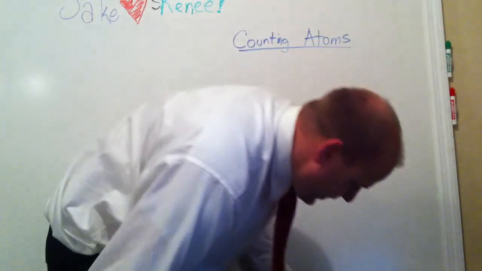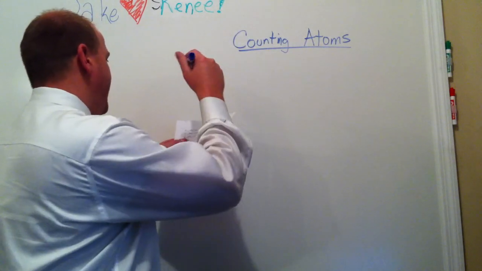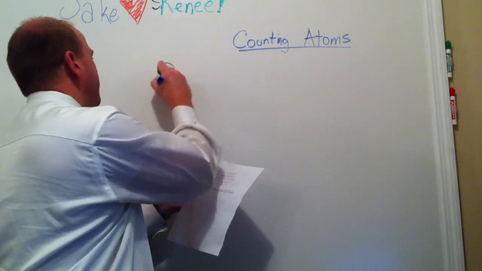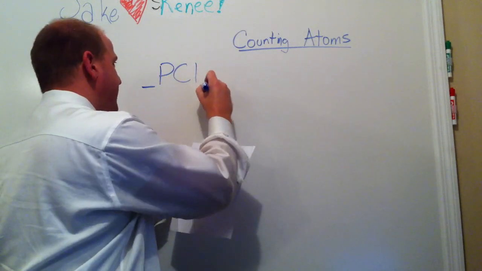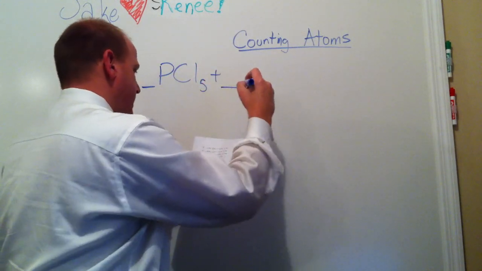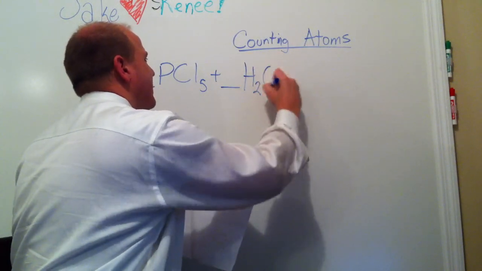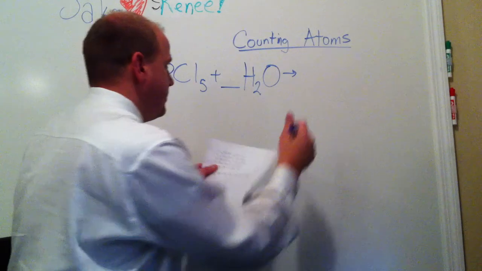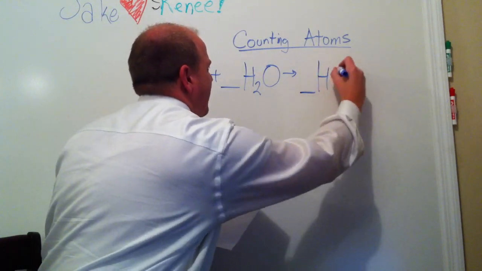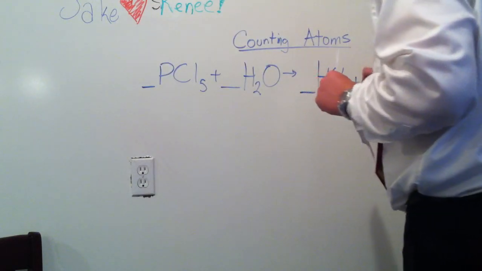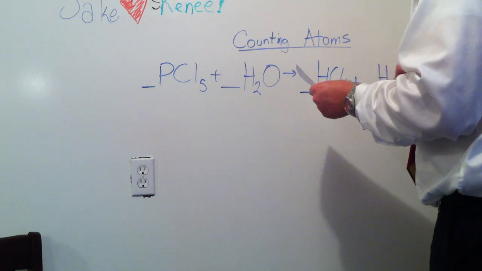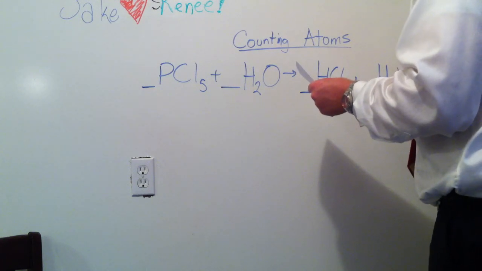Okay, let me do one more then. I'm going to go back to the counting atoms method. And we're going to do one more, so you actually have 3 of them done for you. So we've got PCl5 plus H2O reacts to form HCl plus H3PO4.